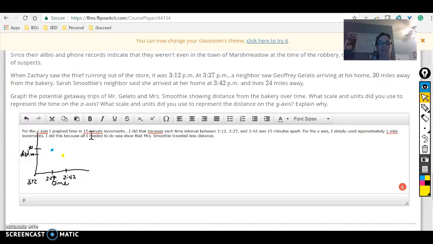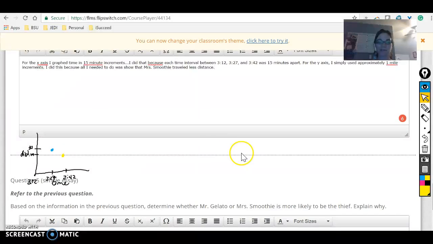And for that reason I would say it is probably more likely Miss Smoothie, because if it were Mr. Gelato, he would have had to go 30 miles in 15 minutes, which is basically 120 miles an hour. Miss Smoothie, on the other hand, went 24 miles in 30 minutes, which is just under 60 miles an hour.